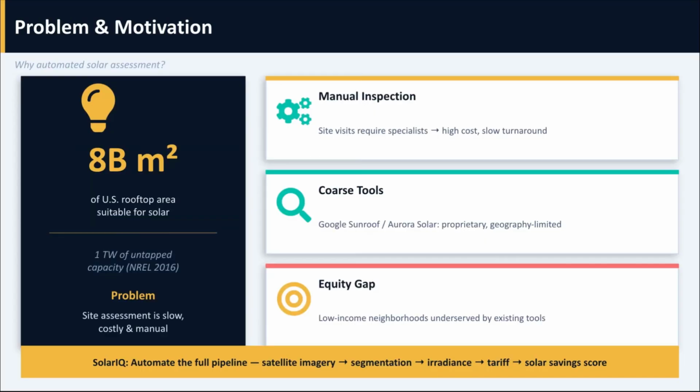Right, let's start with the problem and motivation. Think of solar panels the way you think of buying a car. Before you commit, you need to know if it's worth it for your specific situation. The problem is that figuring out your specific roof's solar potential today either costs hundreds of dollars for a site visit, or relies on tools like Google Sunroof that only work in certain cities and treat your roof as a rough address. In our tool, we are actually measuring the surface.